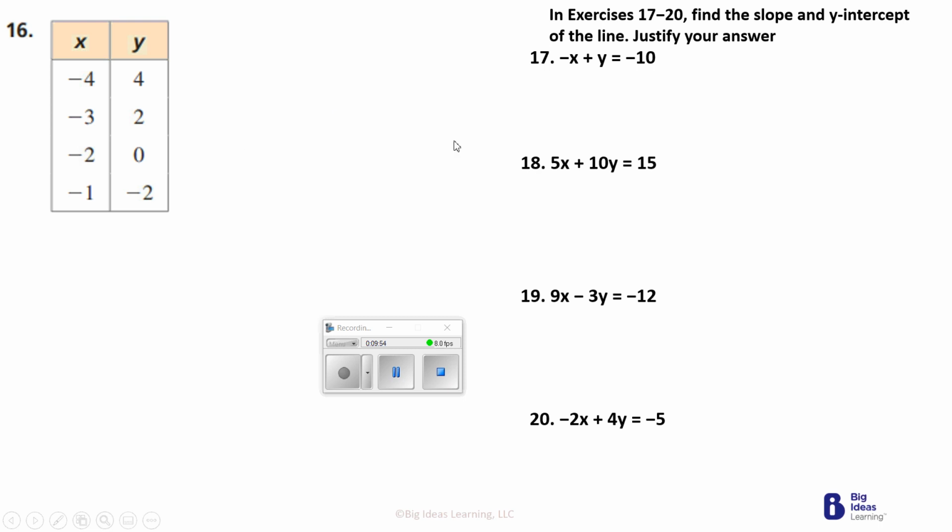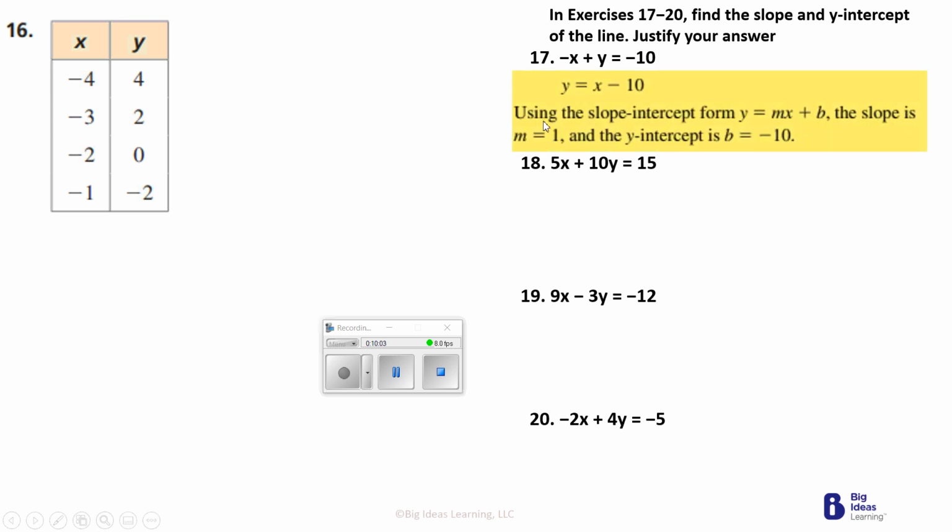See, 16 is yours to do. I'll do number 17. It says find the slope and y-intercept of the line. To find the slope, well, using the slope-intercept formula, y equals mx plus b, right? And that's all we did here. We added x to both sides, right?